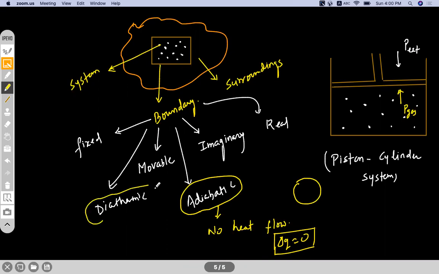A diathermic wall is one in which the flow of energy is possible. Opposite of this, flow of energy in and out is possible. Yes, any doubt?